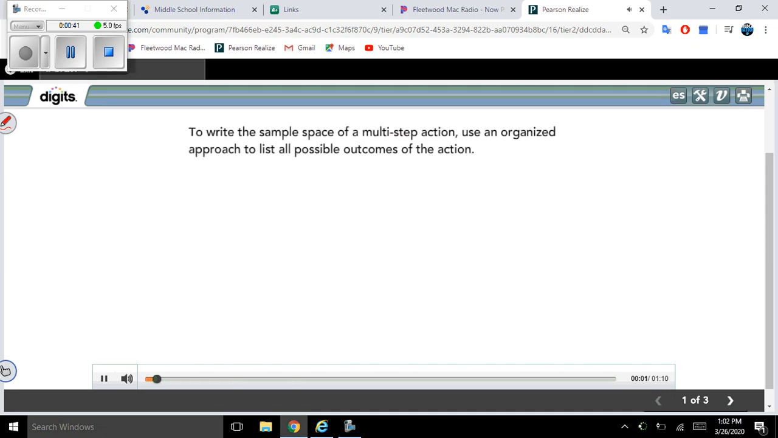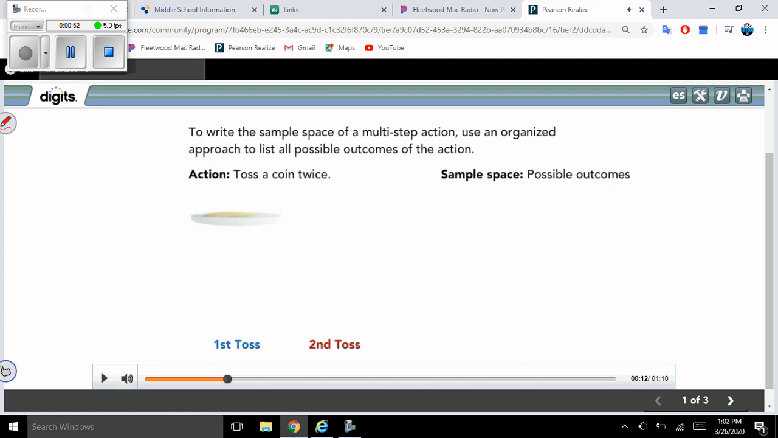To write the sample space of a multi-step action, use an organized approach to list all possible outcomes of the action. To find the sample space for tossing a coin twice. All right, so we're going to toss a coin twice. Obviously what that should mean is on the first toss, you have a choice of either tossing heads or tossing tails. On the second toss, you also have the chance of going heads or tails.